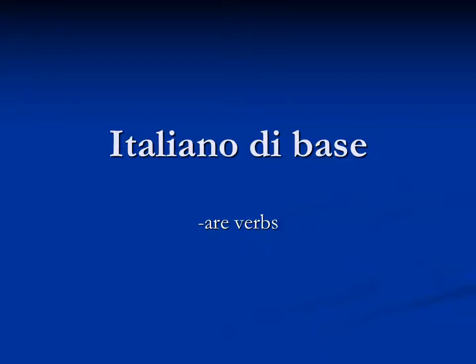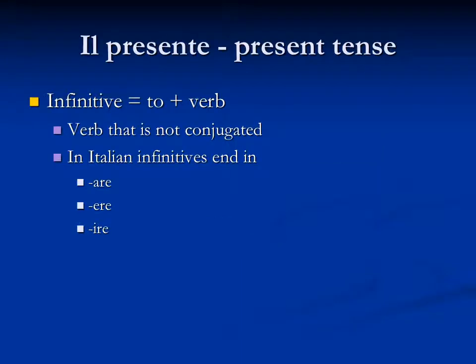Buongiorno. Today we're going to be talking about i verbi in the present tense, or verbs in the present tense. The infinitive is the "to" form of the verb. In English, this would be equivalent to to eat, to study, to arrive, etc. The Italian infinitive can be identified by its ending.